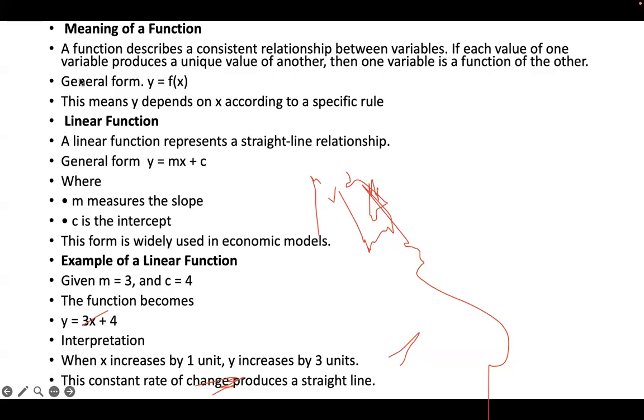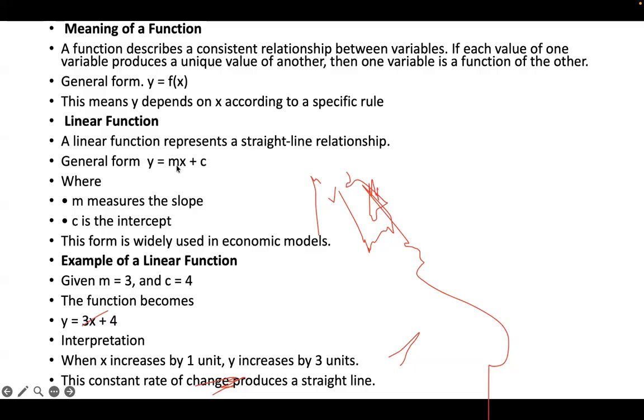We are saying that when you talk about function, a typical example is y is a function of x. Y is equal to f of x. That is how we write it. It means y depends on x according to the specific rule. Therefore, when you want to represent this as a linear function, it becomes y is equal to the slope times x plus c.